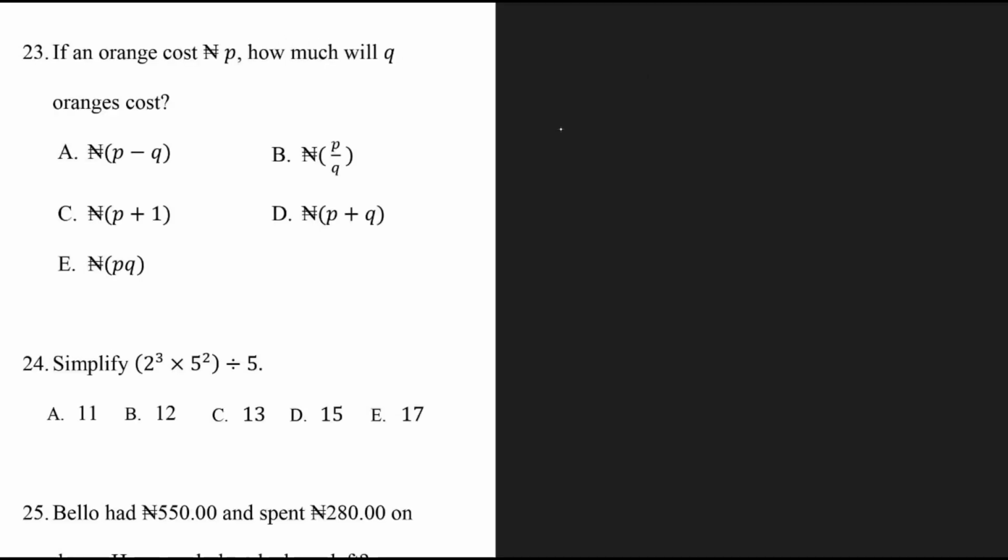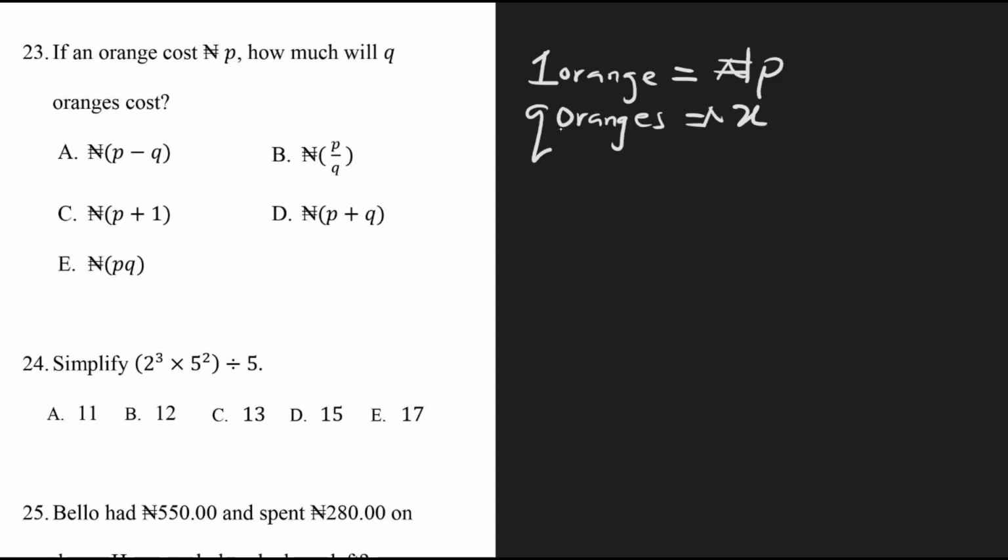Alright, question 23 says, if an orange costs p naira, right, how much will Q oranges cost? So the question says, one orange will cost how much? P naira, right? How much will Q oranges cost? So Q oranges will cost how much? We don't know. So let it be X, right? Because this is our unknown.